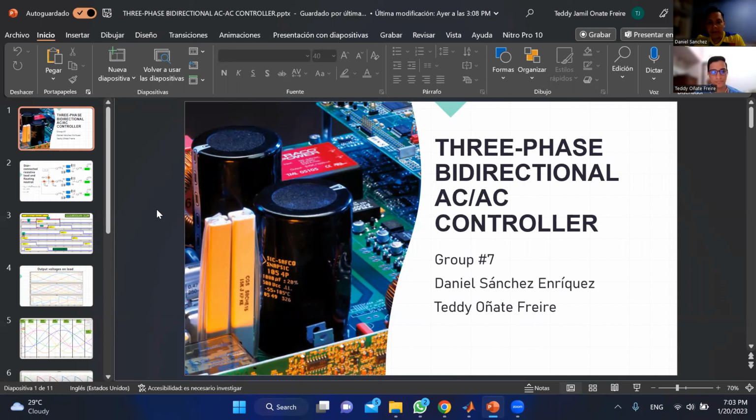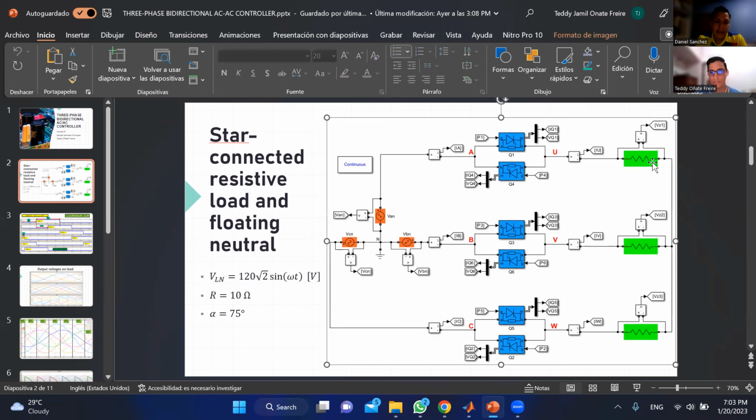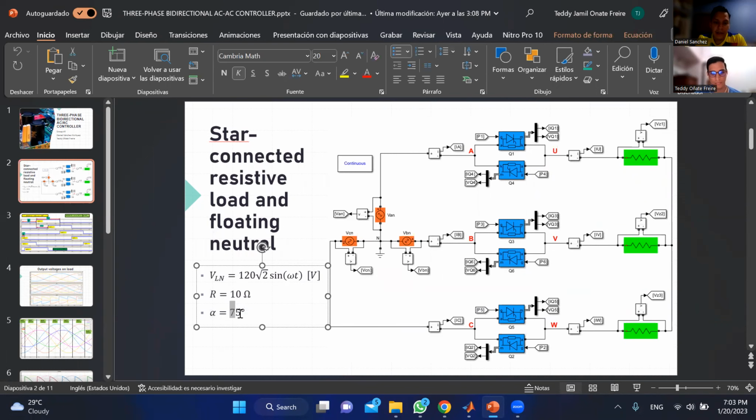Now we're going to talk about the three-phase bidirectional AC-AC controller. The next slide. As we can see here, we can see all the circuit. We can see the three-phase neutral line voltage, three-phase of load. Each resistor has 10 ohms, and the firing angle is 75 degrees.